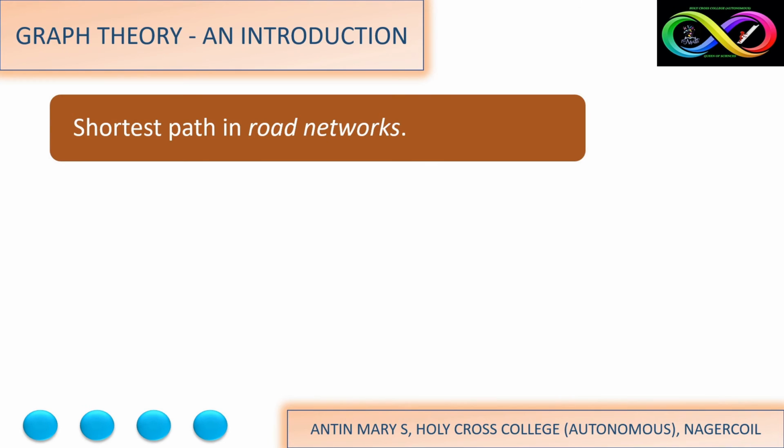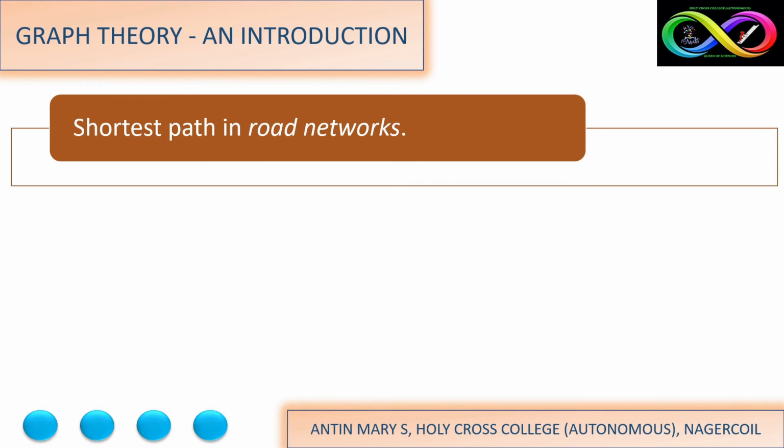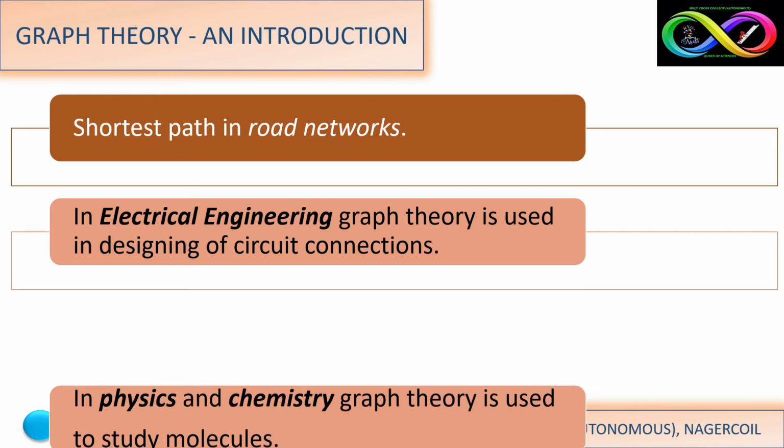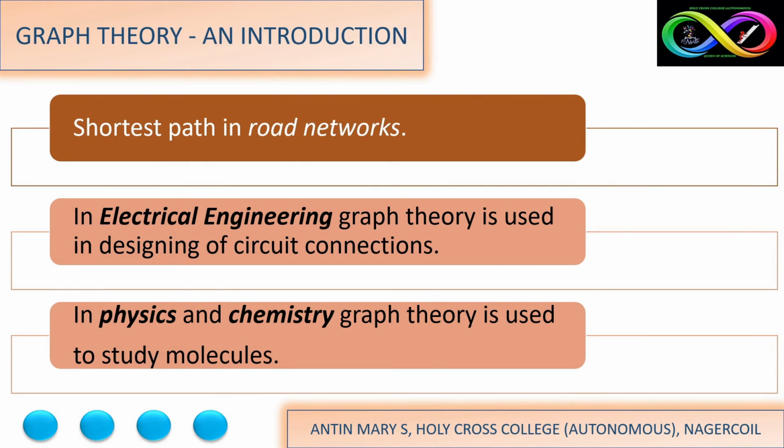Now again, we shall see in what fields it's being used. Graph theory is used in road networks, where the shortest path is used. In electrical engineering, graph theory is used in designing circuit connections. In physics and chemistry, graph theory is used to study molecules.